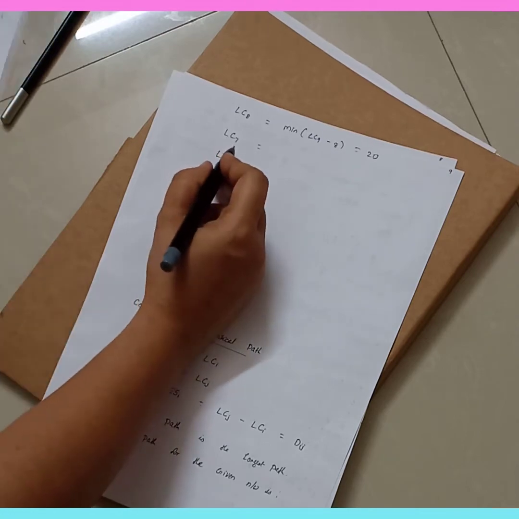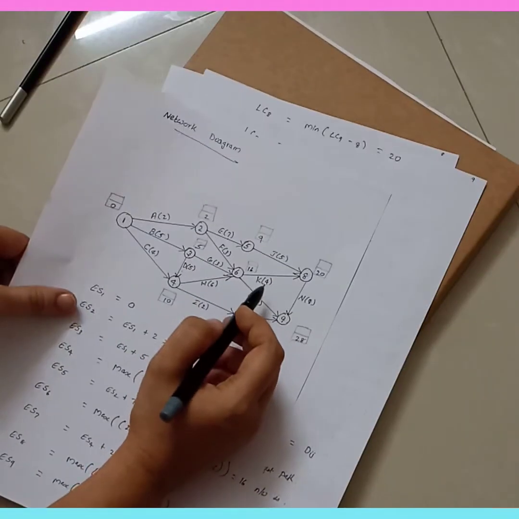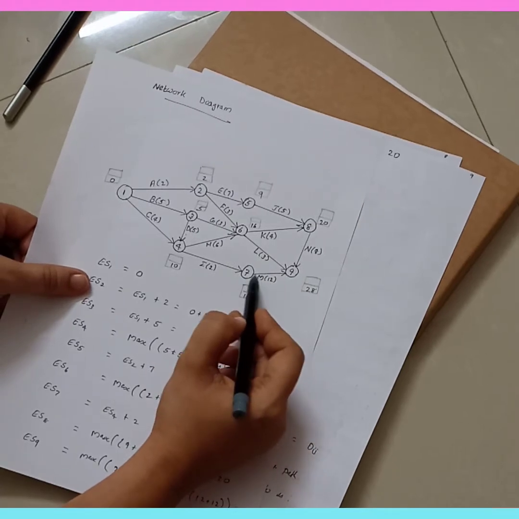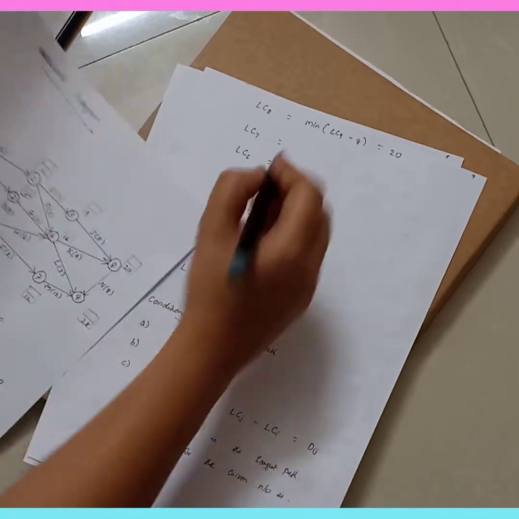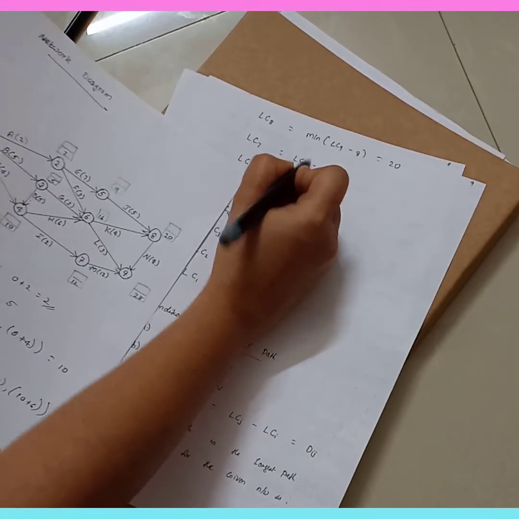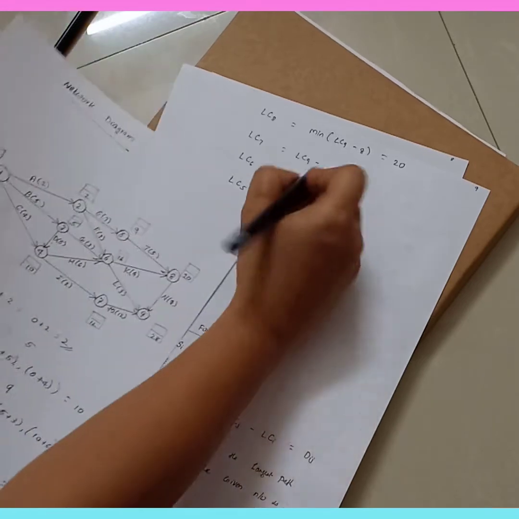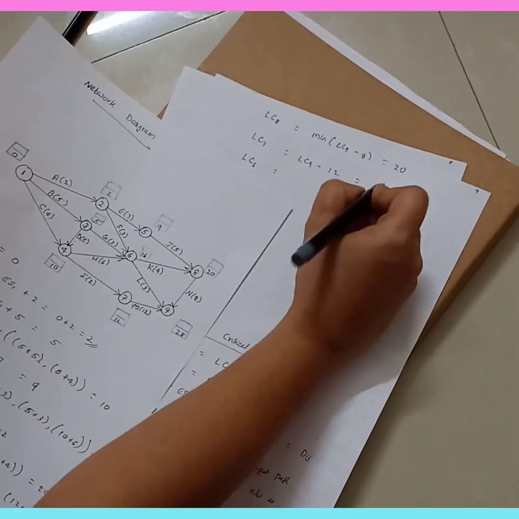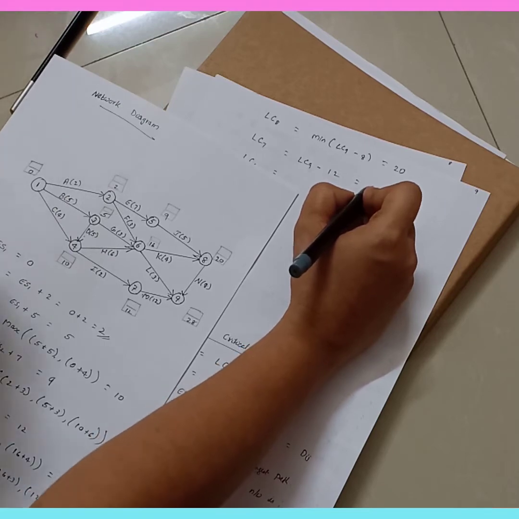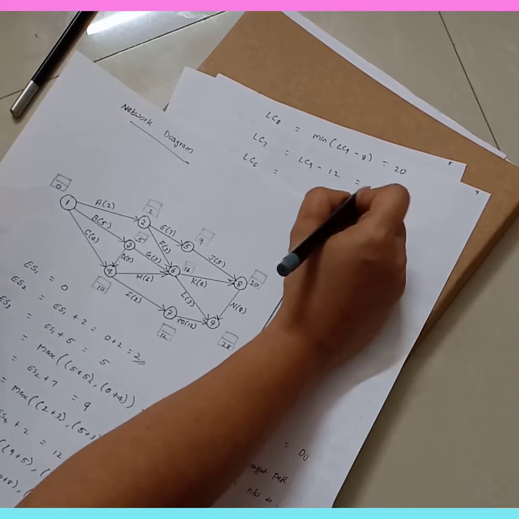Now LC7. Now we can see LC7 for the 7th node. There is only one activity to 9, right? So that is M. So LC9 minus duration of M, that is 12. So that is 28 minus 12. 28 minus 12 is equal to 16.